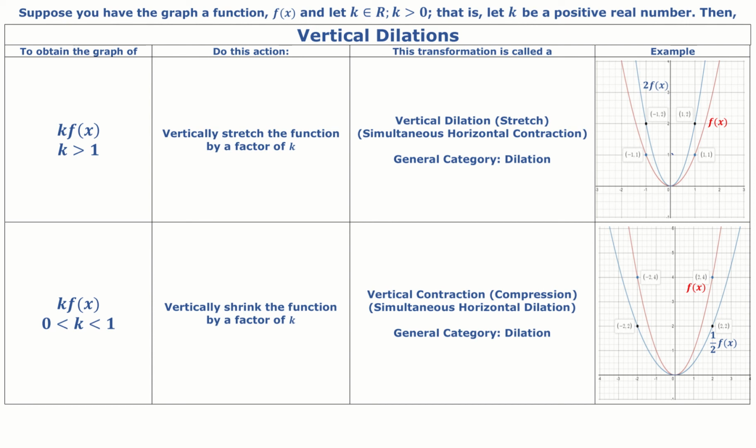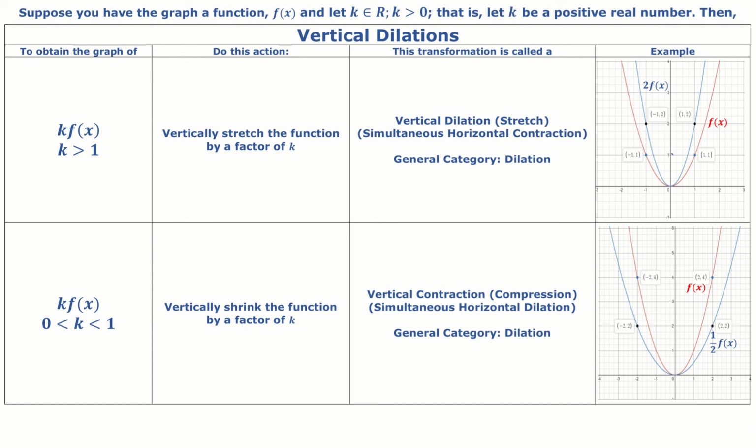However, one interesting thing to note is the fact that a vertical stretch of a graph results in a simultaneous horizontal contraction, you see, or shrinking. And that's always going to be the case because of the nature of the way this is happening, because this is going to get stretched, but at the same time, you're going to have a contraction in the horizontal direction. All right, so the general category here is dilation.